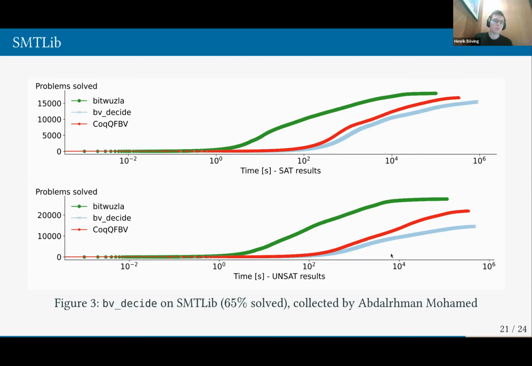SMT-lib contains a lot of problems that are very large. So we can expect to see problems that contain like large C files just translated one-to-one into BitVec and then thrown at the SMT solver in hopes of finding a proof. And of course, as the problems grow very large, the proof certificates grow very large. So both COG QFBV and BVDecide need to do a lot more inherent work compared to BitWurzler. And as mentioned previously, we just have a natural handicap compared to COG QFBV because we do a bit more work. Right.